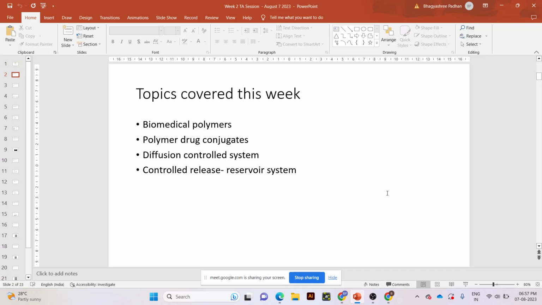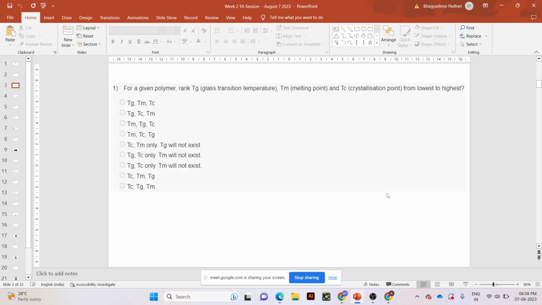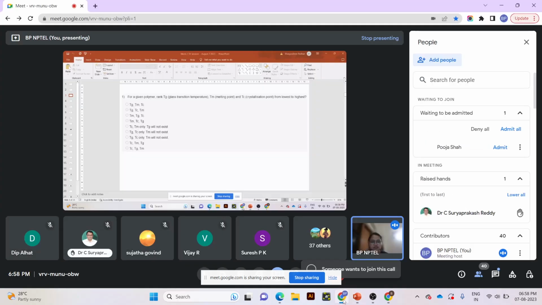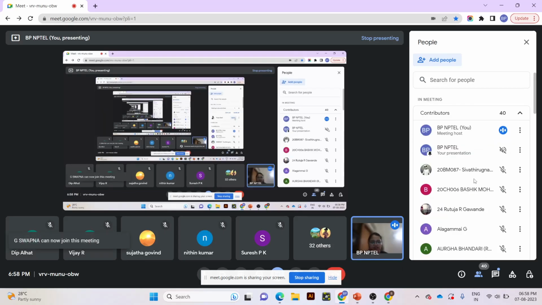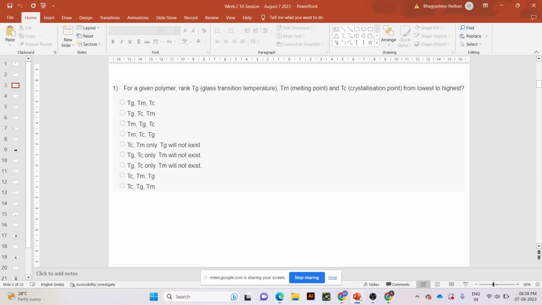So we started with the topics that were covered this week: biomedical polymers, polymer drug conjugates, diffusion control systems, and controlled release reservoir systems. I've already gone through all the questions, so I'll just quickly go through them. If the new people who joined later have any doubts, they can stop me at any point and we can discuss it again.